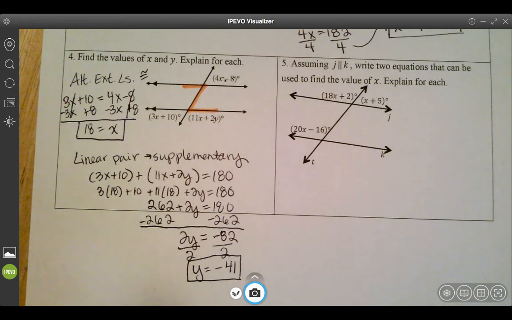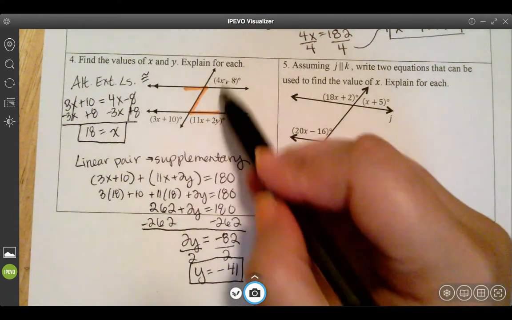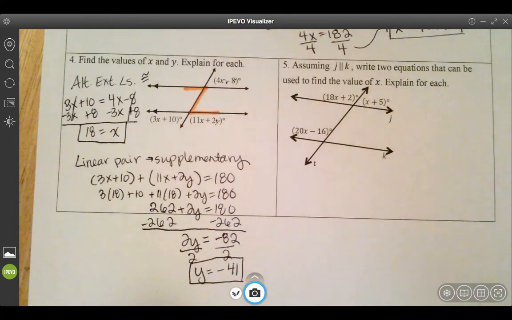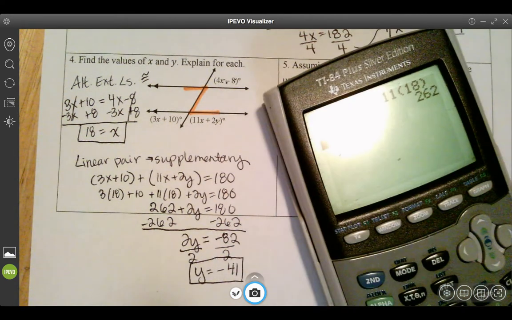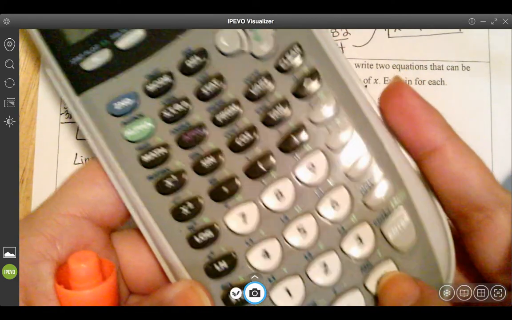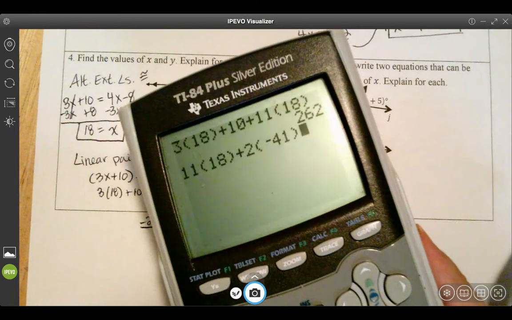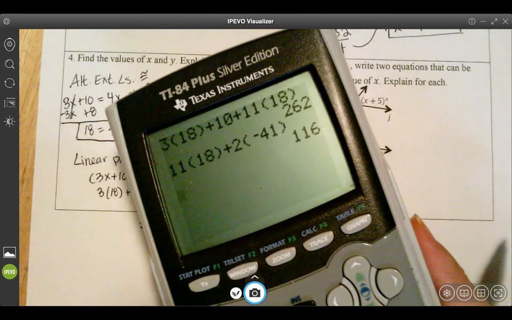Now, if we're talking about angle measures, how come y can be negative? Well, notice y is not an angle measure. Y is part of the calculation for the angle measure. Okay, so these angles will all still be positive. If you wanted to double check, we could substitute in 11 times 18 plus 2 times negative, make sure you're using the negative down here, negative 41. Enter. Is still positive, 116 degrees.